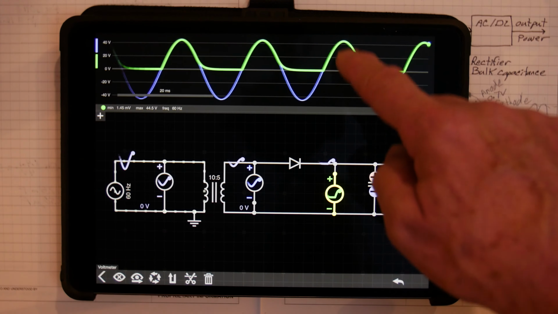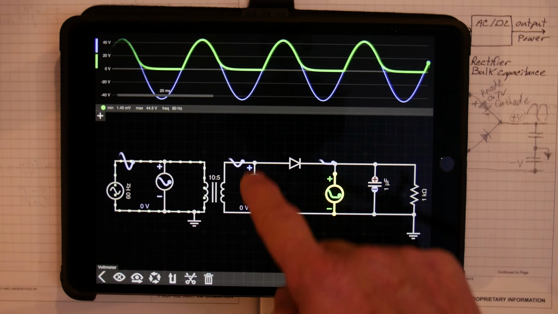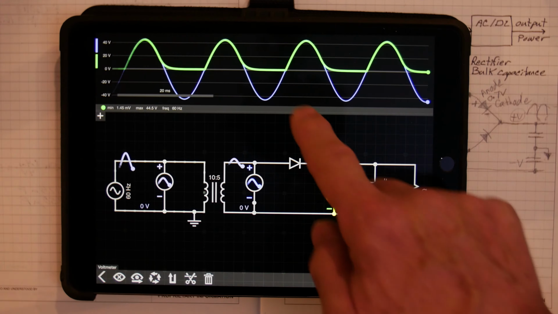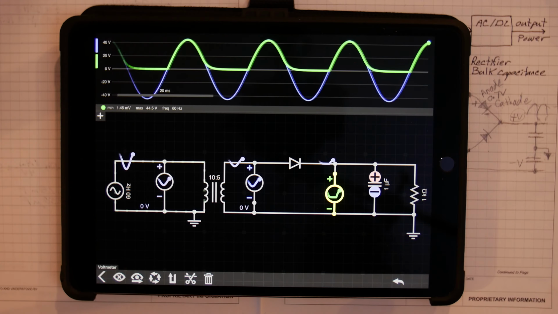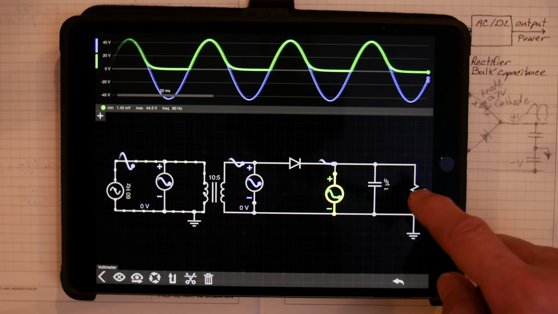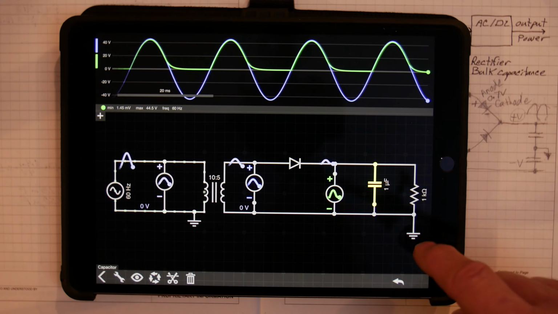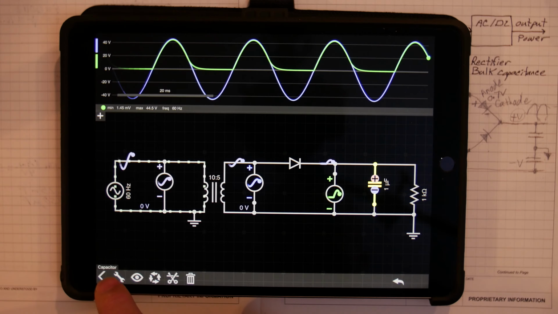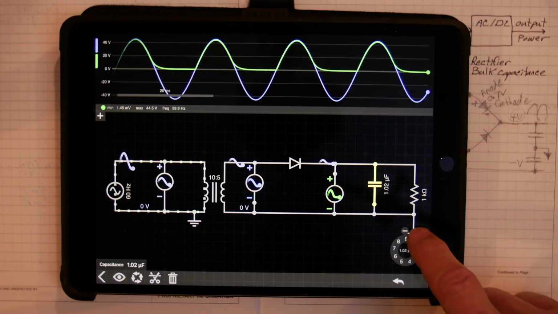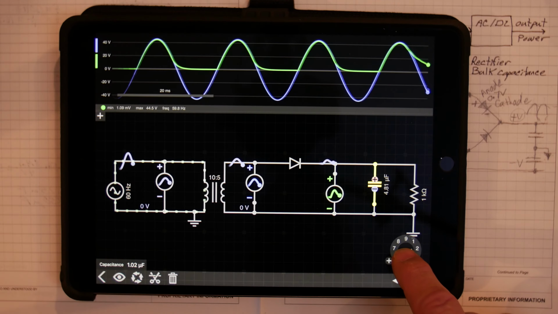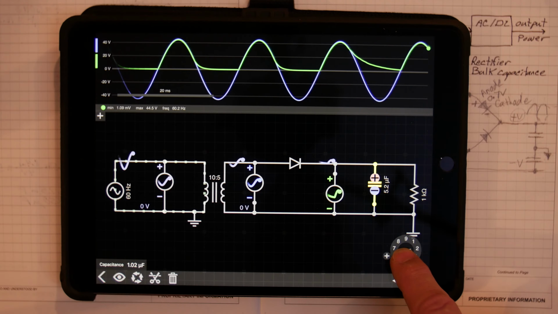It's no longer AC. This side's AC, it goes from plus to minus. This side now is only DC voltage, but it's pulsating DC. Okay? So let's see if we can make this capacitor bigger. Okay, grab hold of this guy. Okay, we're up to 5 microfarads.